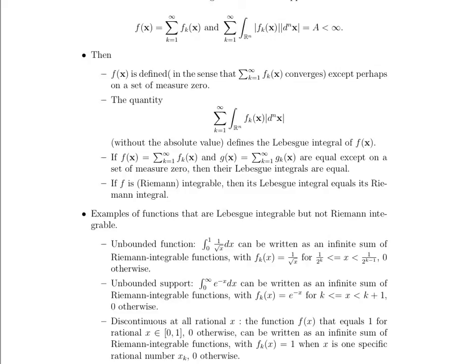So the idea is that if the above here is holding, then we know that the function f is defined, except perhaps on a set of measure 0. So in that sense, that means that the sequence of functions, if we added all of those functions together, it does converge to some sort of parent function. And the quantity here that we've managed to compute up here defines the Lebesgue integral of this function.